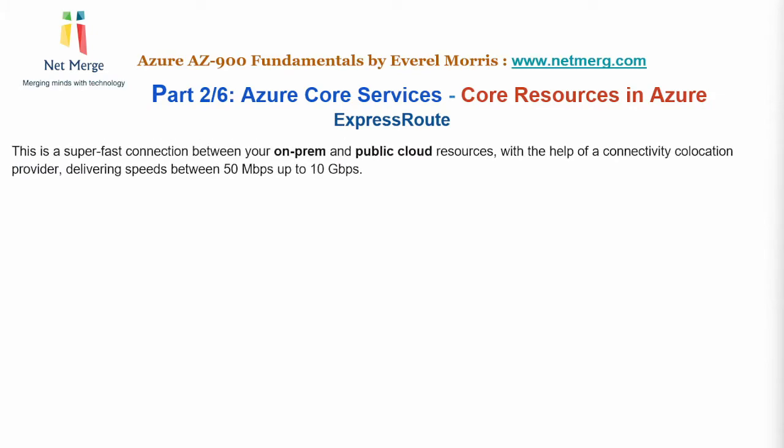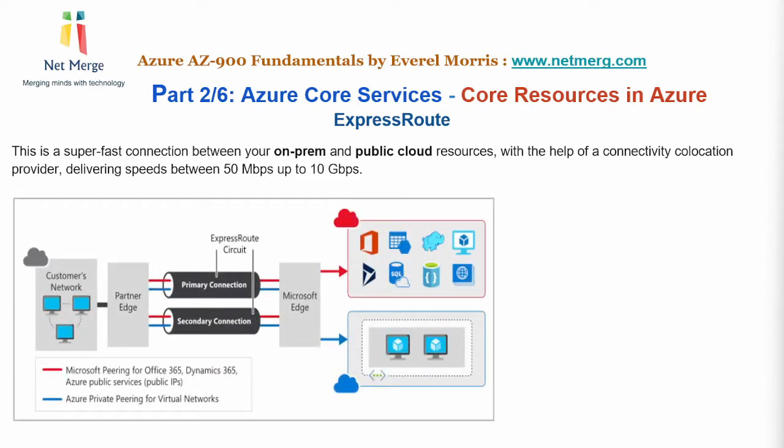Now, ExpressRoute, we talked about it before, is used to connect two sites together. This is a super fast connection between your on-prem and public cloud resources, with the help of a connectivity provider delivering speeds between 50 megabits and up to 10 gigabits per second. So this is not your ordinary internet connection. It's a special site-to-site connection that you would use for ExpressRoute. And this is an overview of ExpressRoute in motion. So you're looking at the Microsoft peering, and you're also looking at the Azure private peering.